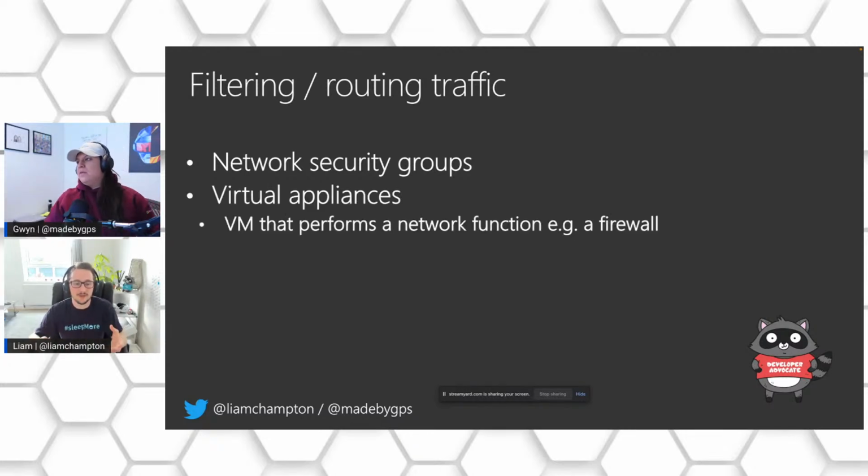Secondly, we've got virtual appliances, and these essentially act as virtual machines that perform network functions, like a firewall or like WAN optimization, for example. So it's not necessarily having a rule, it's actually having a virtual machine. It's a little bit more costly, but it serves a little bit better.